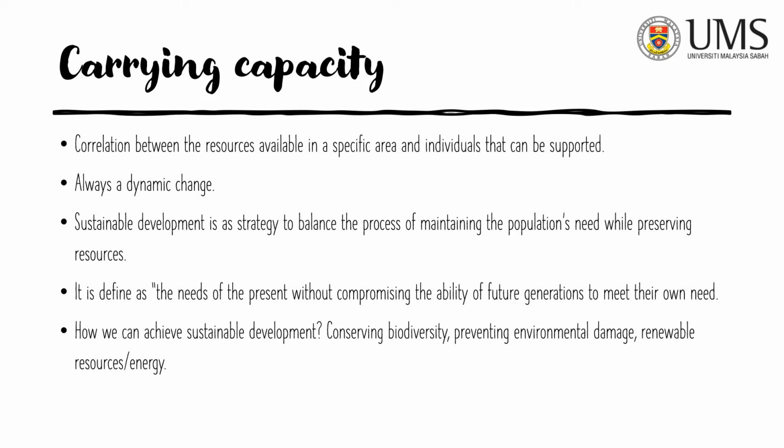Sustainable development is a strategy to balance the process of maintaining the population's needs while preserving the resources. And how can we achieve sustainable development? We can achieve it by conserving our biodiversity, preventing environmental damage, and looking forward to renewable resources or energy. For example, we can use wind energy compared to fossil fuel energy. In sustainable development, it is not that we stop consuming anything, but we consume our resources according to what we need. We only take what we need, and we put aside for the future.